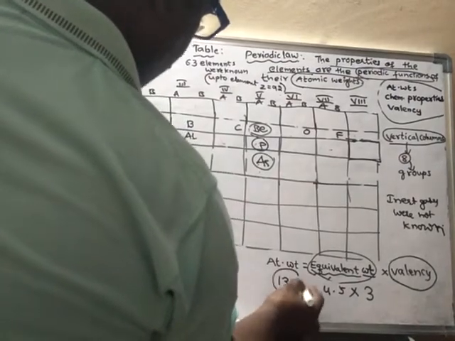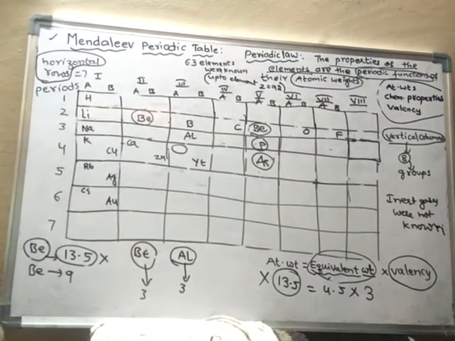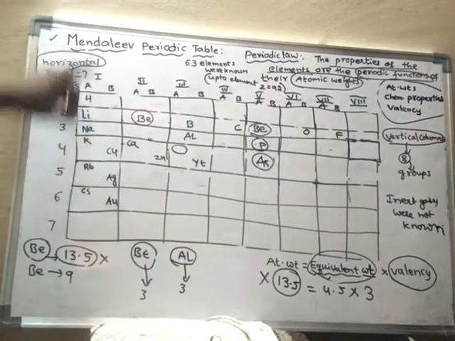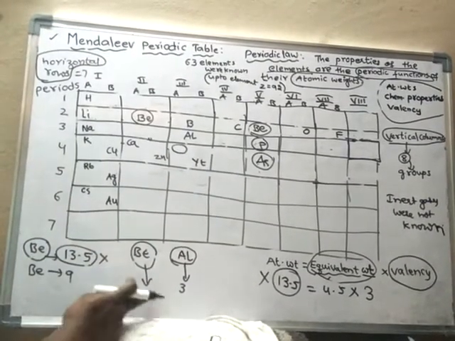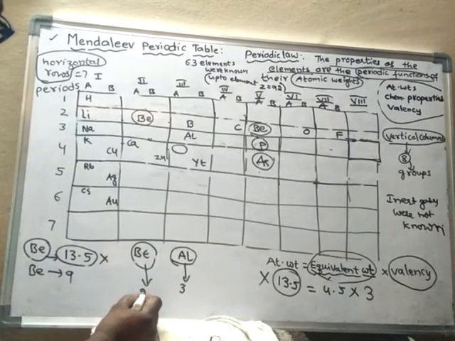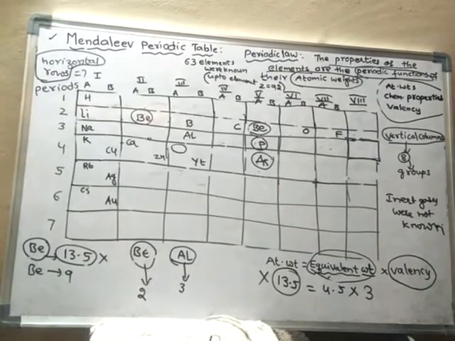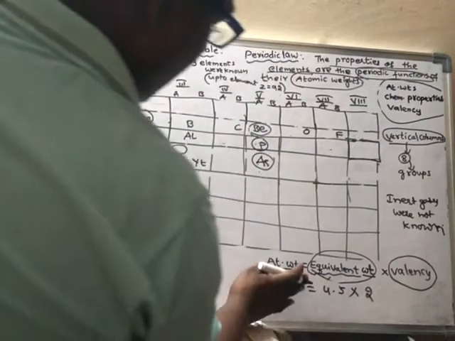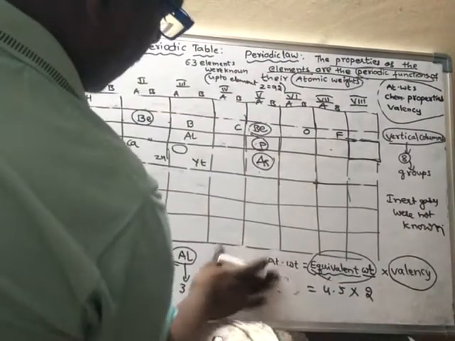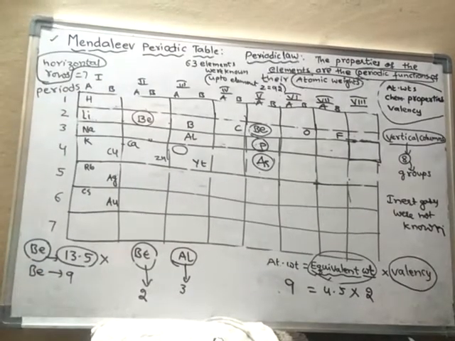But this is wrong. So finally, Mendeleev corrected the valency of beryllium to be 2. He came to know that beryllium's valency is 2, it is not 3. Immediately he changed the valency, recalculated the atomic weight, and finally he got it as 9.